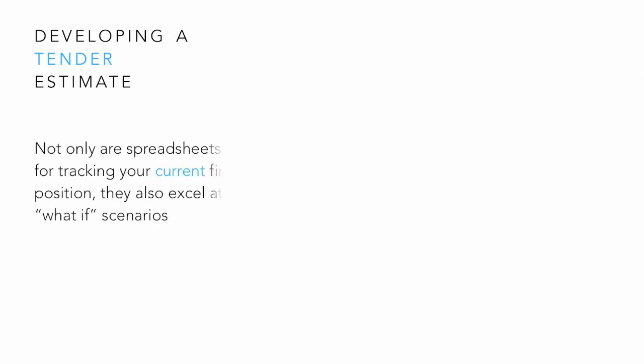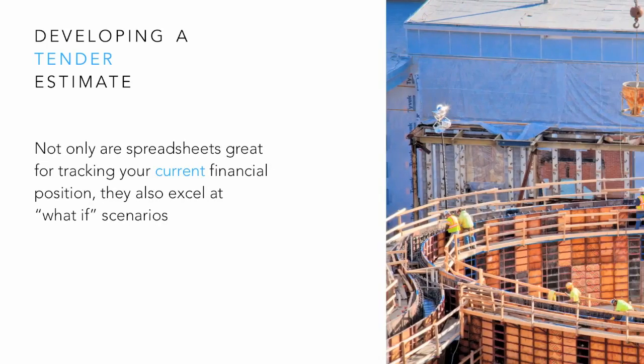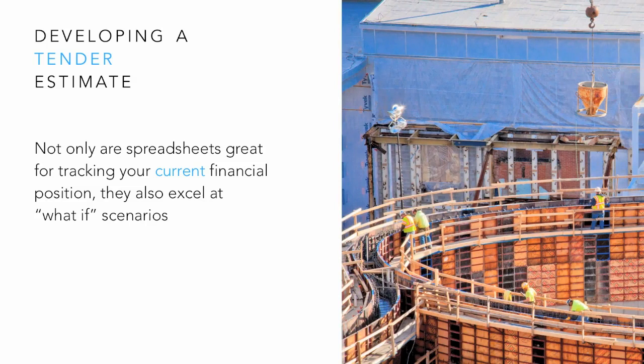Not only are spreadsheets great for tracking your current financial position, they also excel at what-if scenarios. What will my bottom line look like if I extend a project by 3 months? How will this affect the project costs? Or if labour costs $40 per hour instead of $38, how will this affect the overall costs?